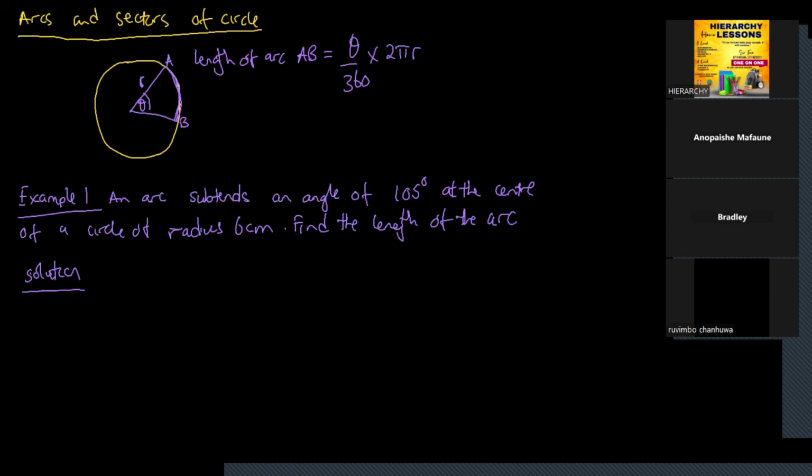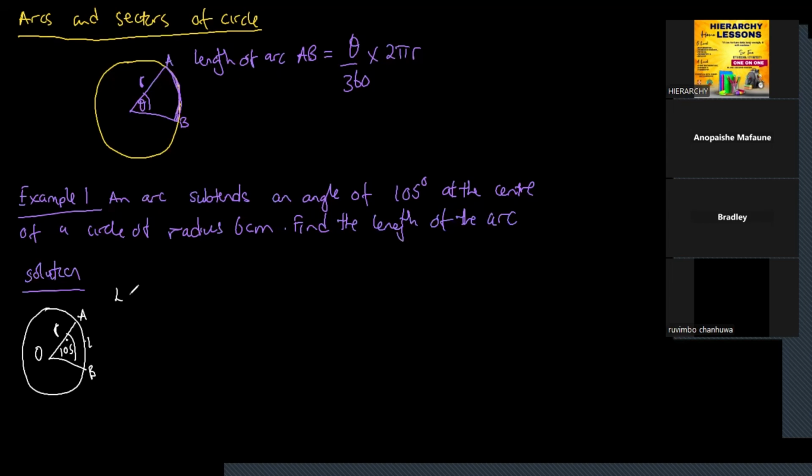To visualize what's happening here, we have a circle here, and we're seeing an arc like that one. If this is the center, it has a radius r, and it subtends an angle of 105 here at the center. So we just give this point A, and we say this point is B. We want to find the length of this arc.